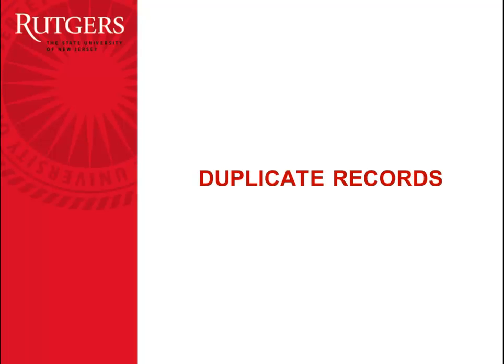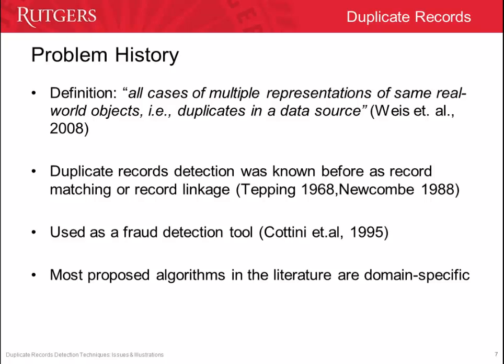Before we discuss duplicate records detection, we need first to define what duplicate records are. According to Weiss et al., duplicate records are all cases of multiple representations of the same real-world objects. In other words, it's the existence of the same vendor or invoice or payment or supplier or employee in the same database, in the data source, more than once.